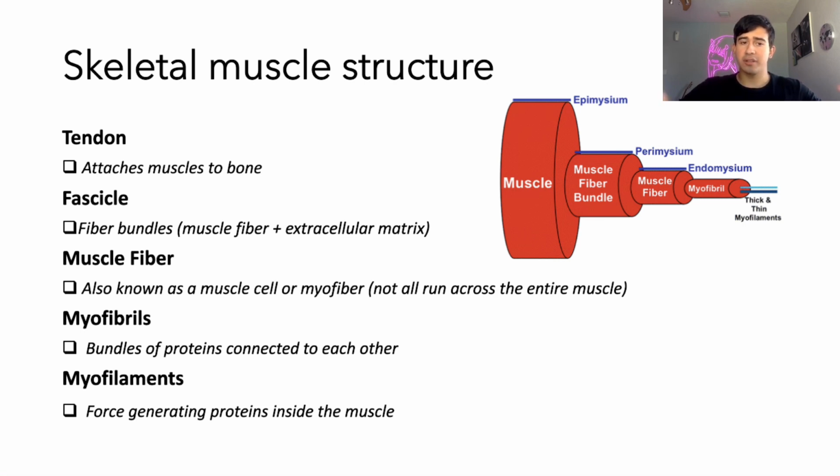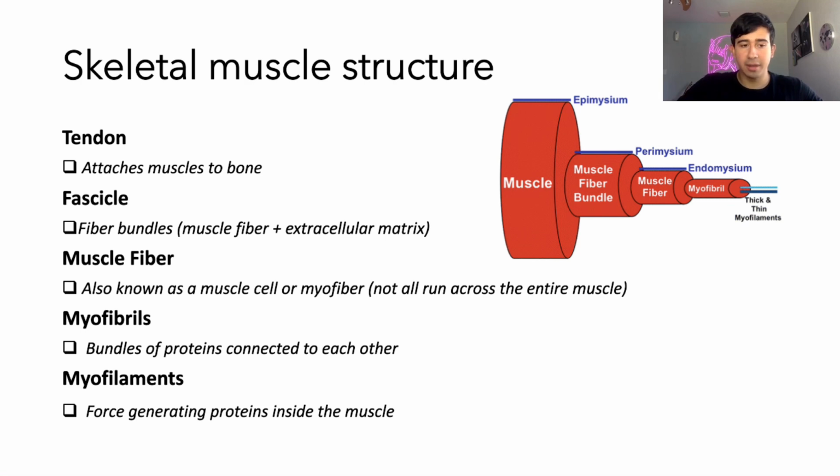The fascicle is just fiber bundles, and fiber bundles are muscle fibers plus the extracellular matrix, right? Now the muscle fibers are also known as a muscle cell or myofiber, and not all of them run across the entire muscle. And we're going to get into that a little bit later. Now below the muscle fiber, or smaller than the muscle fiber, are the myofibrils. And these are bundles of proteins connected to each other.